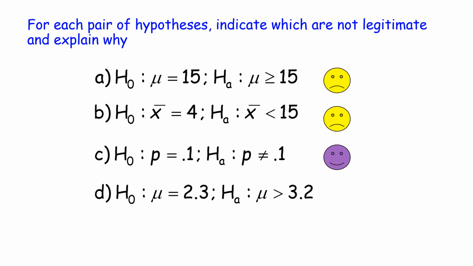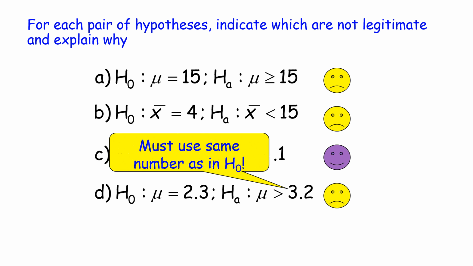So here we have our H naught is that mu equals 2.3, and our H sub A is that mu is greater than 3.2. So is this legitimate or not legitimate? It's not legitimate because you have to use the same numbers as in H naught. And here, our H naught had 2.3 and our H sub A is 3.2. Let's do one more example.